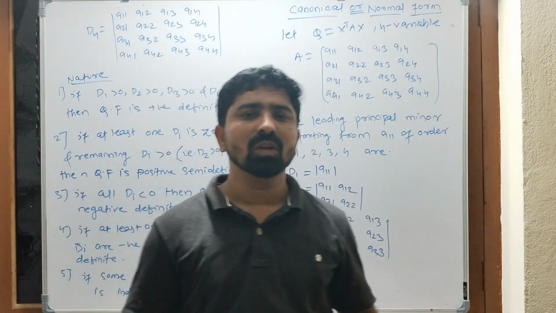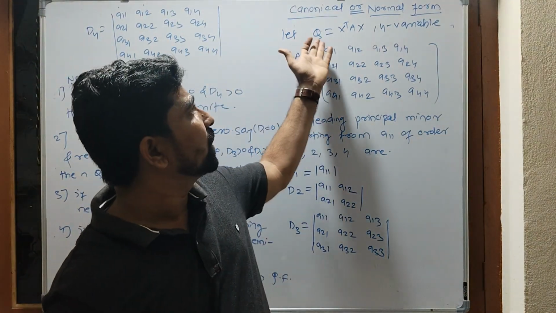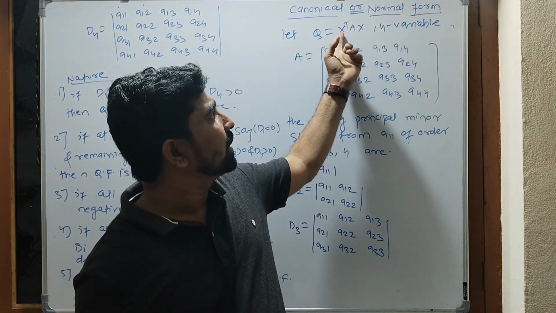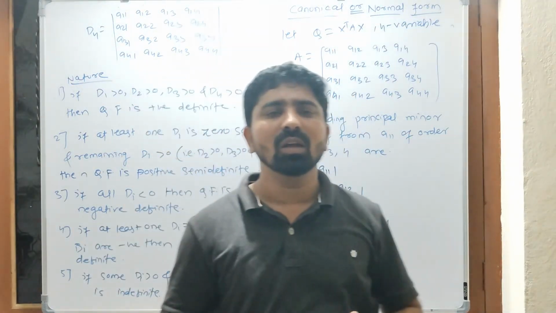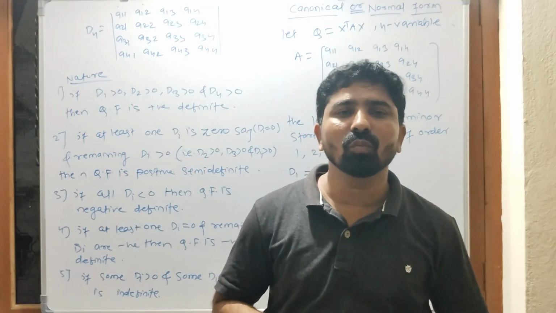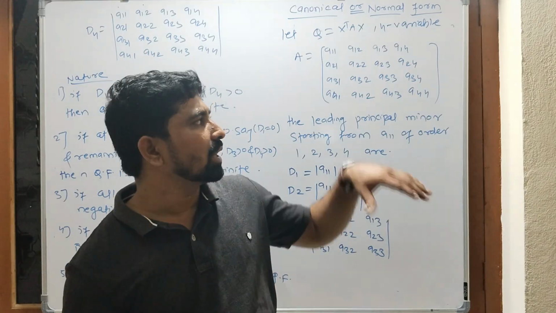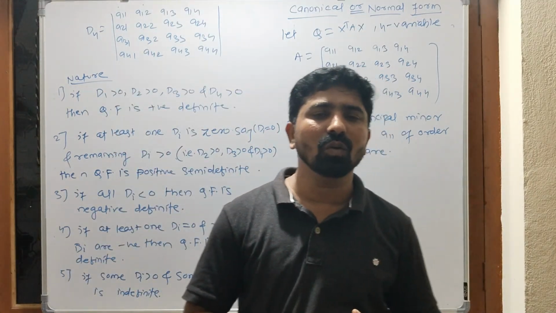So here in this way we can define the value class, nature, or the canonical form or normal form corresponding to the quadratic form Q equal to x transpose Ax with respect to the orthogonal transformation x equal to Py. Here P is the model matrix, which I will define while defining the working rule.